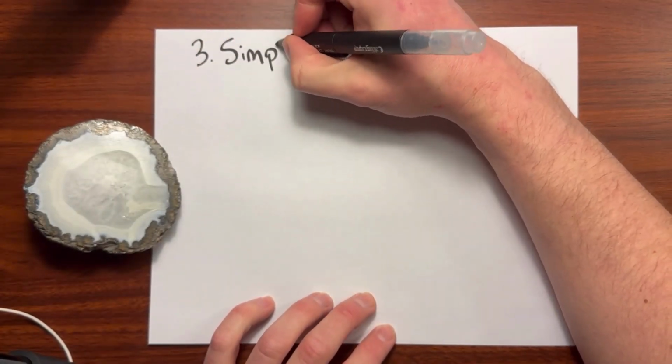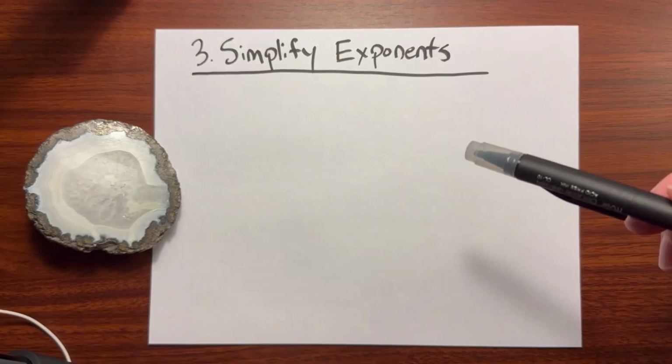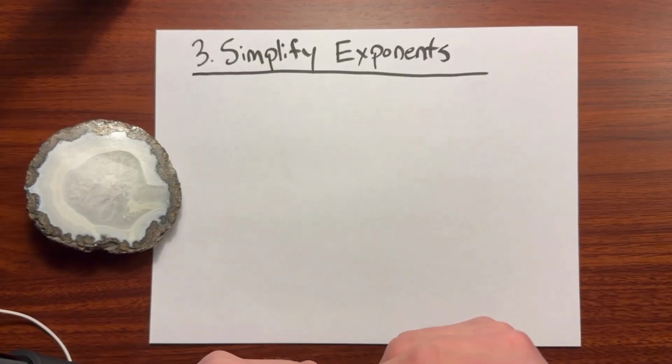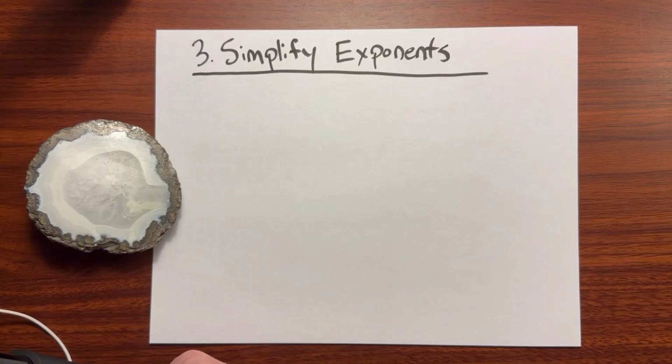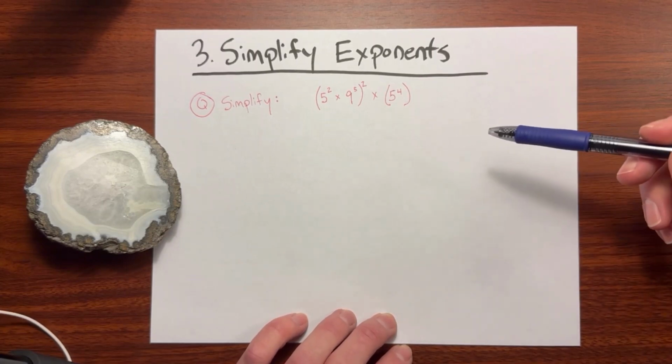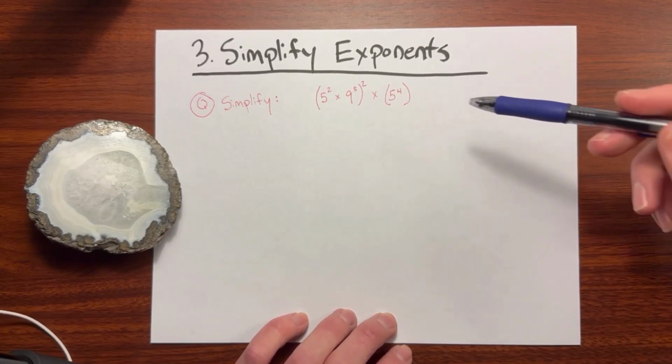Number 3, simplify exponents. I'm going to put up on the screen the rules for dealing with exponents, but we're just going to be focusing on the first 4 of those rules. And if you need more information on this, the Khan Academy video we recommend is called Simplifying with Exponent Properties. A question that will also expand on some of these rules is this one.